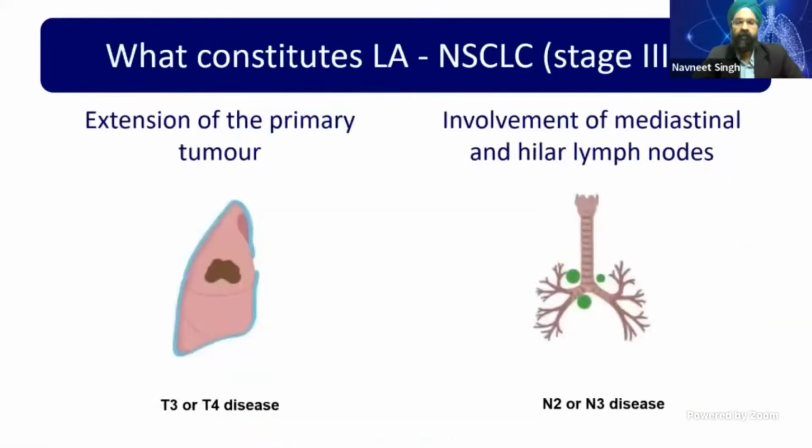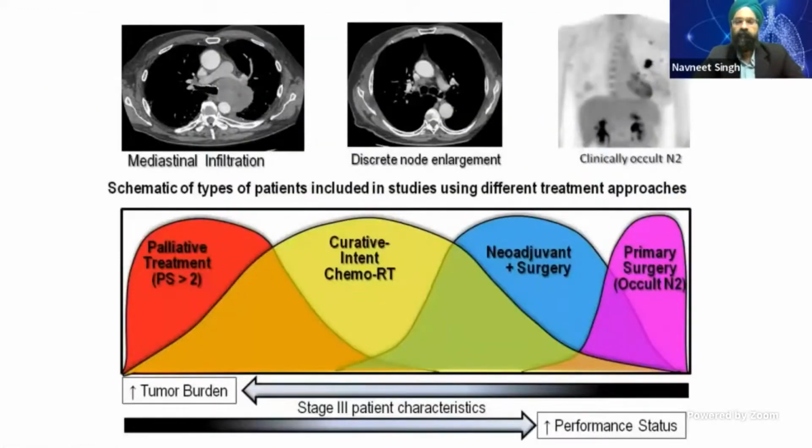Now, what is locally advanced stage 3? Basically extension of the primary tumor is either T3 or T4 disease, and involvement of the mediastinal and hilar lymph nodes is either N2 or N3 disease. But this is a big spectrum. As you can see, you can have a range from clinically occult N2 disease to discrete lymph nodal involvement to overt mediastinal involvement. And as you go from left to right, the tumor burden goes on increasing and the performance status goes on reducing.